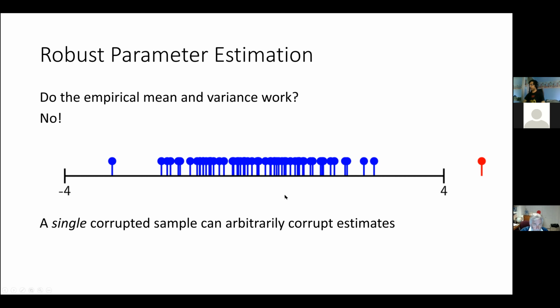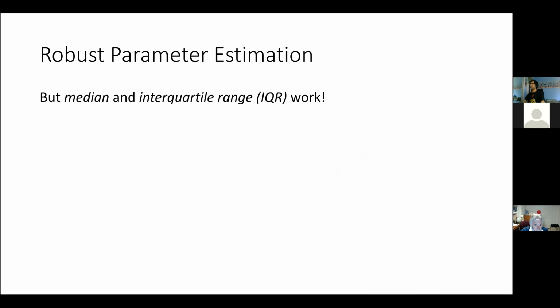I just want to point out that even a single corrupted sample can arbitrarily corrupt estimates. Remember, we were trying to go for the case where we can handle a constant fraction of the data. So this seems to fail catastrophically. However, there are other statistics which are very well understood. For example, the median and interquartile range, which are examples of robust statistics based on order statistics of the data set.